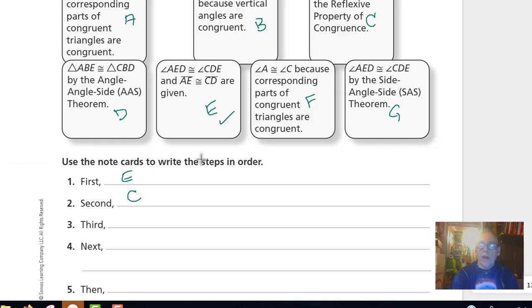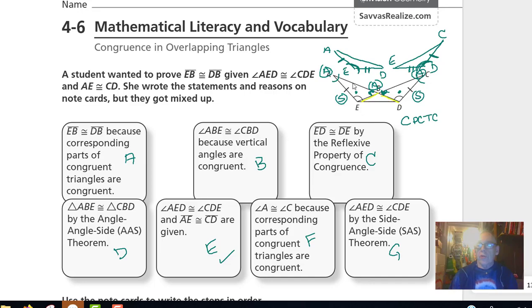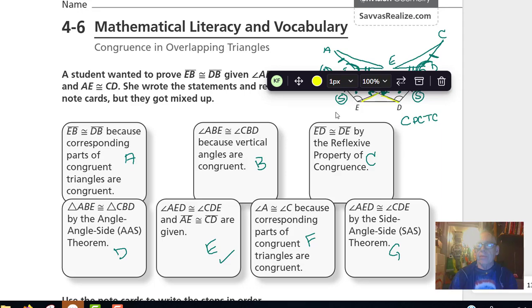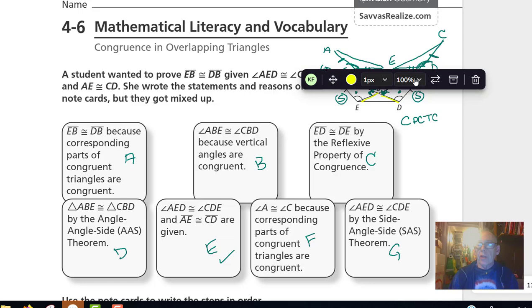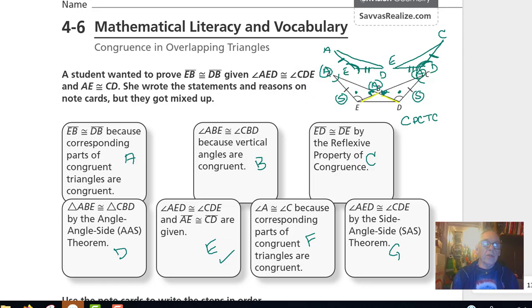Now that we have those congruent, we have a side angle side pattern that proves those triangles are congruent to each other. So that's going to be G. G tells us that these two triangles are congruent by side angle side. Then since those triangles are congruent, angle A is congruent to angle C because of corresponding parts of congruent triangles. Now we're focused on getting these two smaller triangles congruent, so the A and C angles are corresponding parts. That gives us an F for step 3.